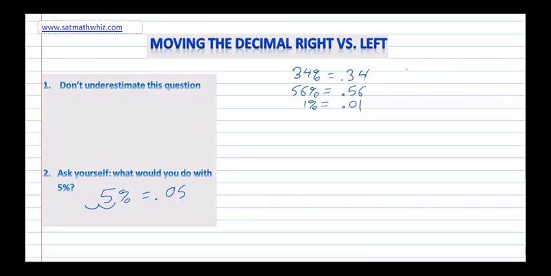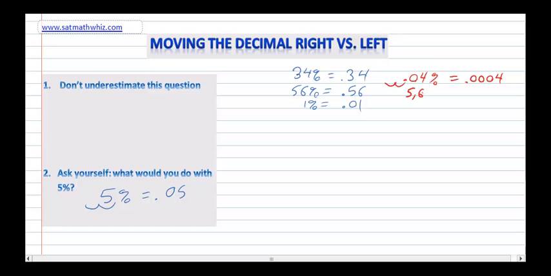Now let's get into some trickier applications of this. If we had 0.04%, we need to look back at the 5% and say, when I turn 5% into 0.05, I move the decimal 2 spaces to the left. So 0.04% is going to become 0.0004 after moving the decimal 2 spaces to the left.